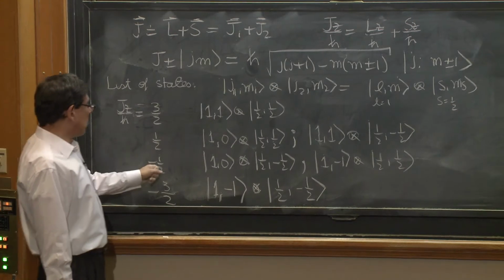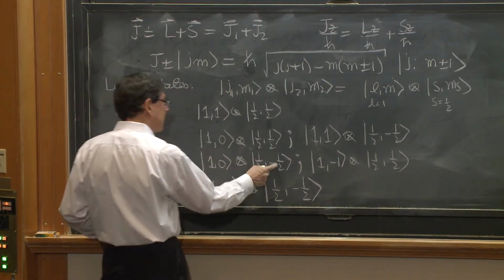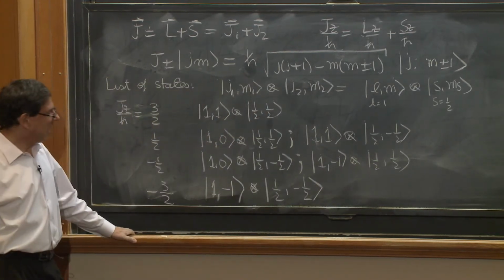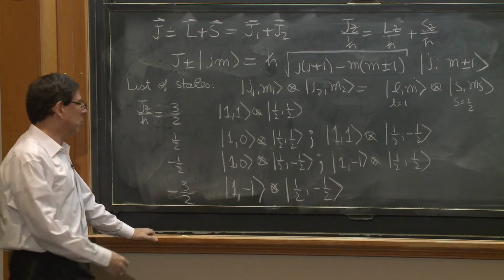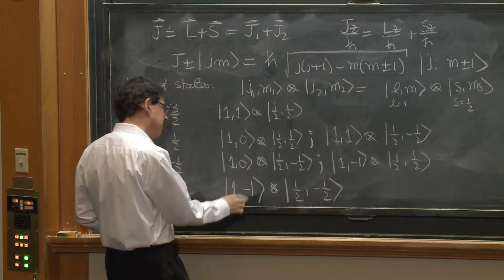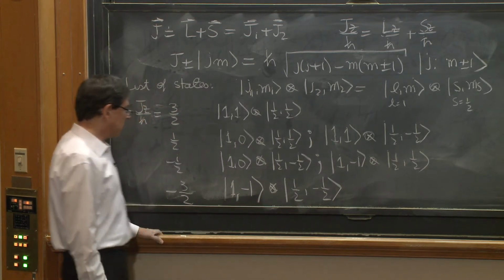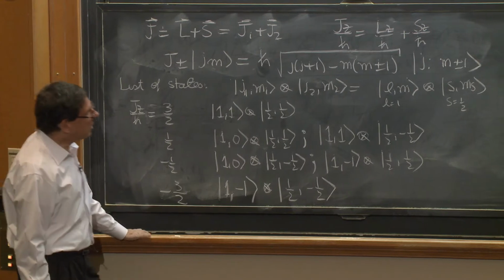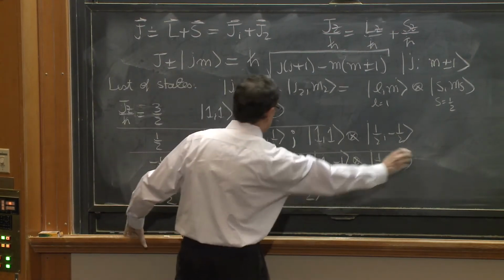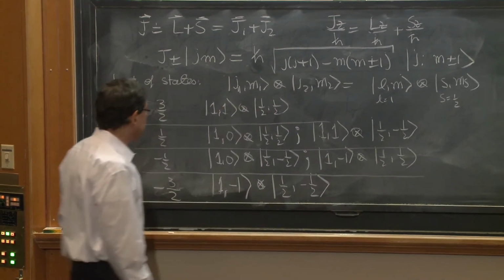With Jz equal minus 1/2, there are two states as well, with a 0 here and a minus and a plus. And finally, at the bottom, with the lowest possible value of m and lowest possible value of ms, you have one state. This is a state with Jz equal minus 3/2. So these are our states organized nicely by the eigenvalue of Jz.